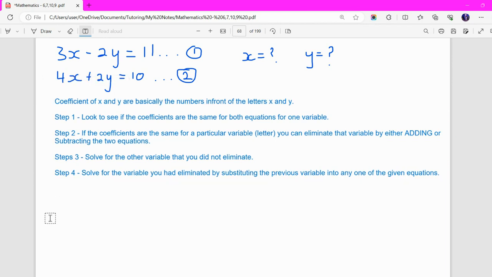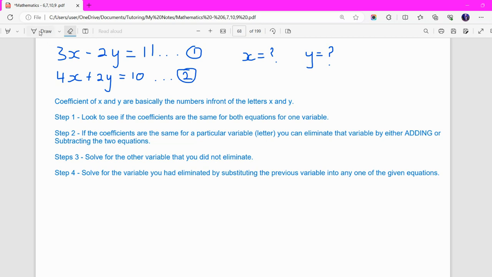Okay, so the coefficients of x and y are basically the numbers in front of x and y. If I ask you to identify and state if the coefficients of x and y are the same for equation 1 and 2: the coefficient of x for equation 1 is 3. The coefficient of x in equation 2 is 4. 3 and 4 are different numbers. So therefore the coefficient of x for equation 1 and equation 2 is different.